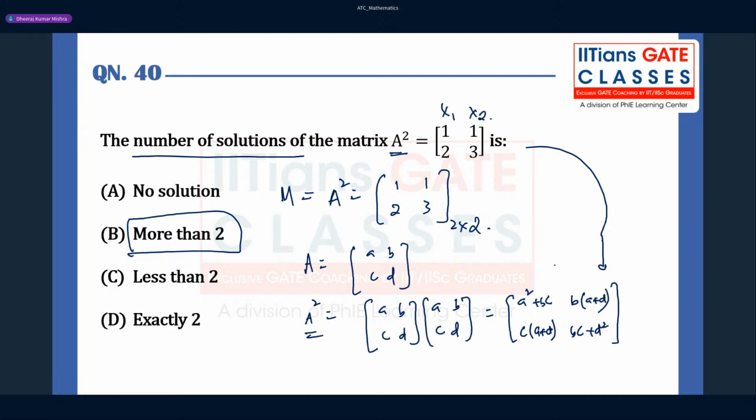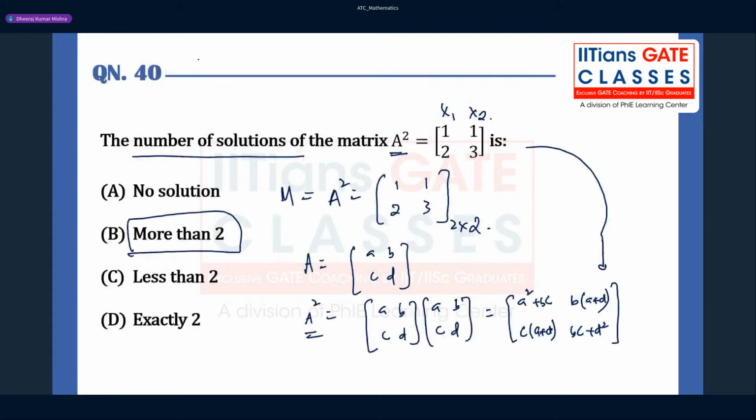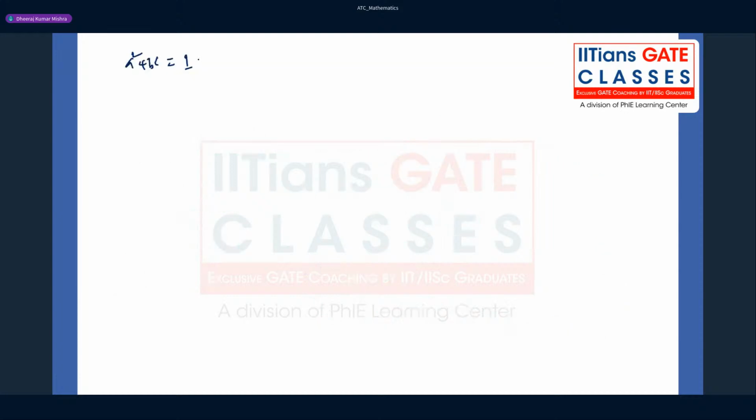So inside this equation, the third order, you will get this kind of equation. Let me write all these equations. One equation you will get is A square plus BC equal to 1. You don't have to solve everything here completely; you can directly answer more than 2. So A square plus BC equal to 1, and B times A plus D is going to be equal to 1. C times A plus D is going to be equal to 2, and BC plus D square equal to 3, right?